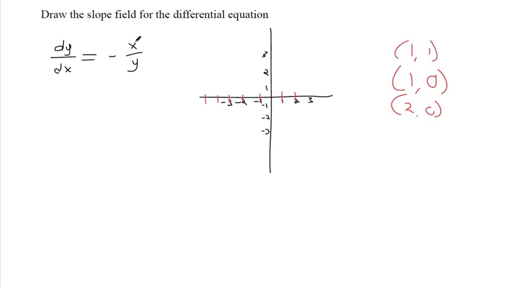So let's try this point right here, 1 comma 1. If I plug in 1 for x and 1 for y, then I've got -1 divided by 1. So I get -1 for my slope. That's what dy/dx equals. So my slope should be -1 at this location, at 1 comma 1.